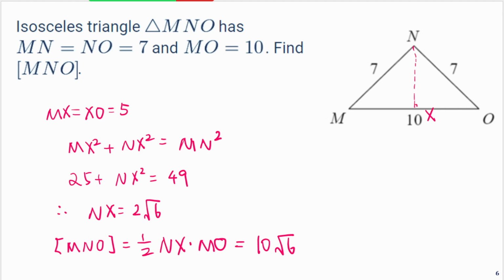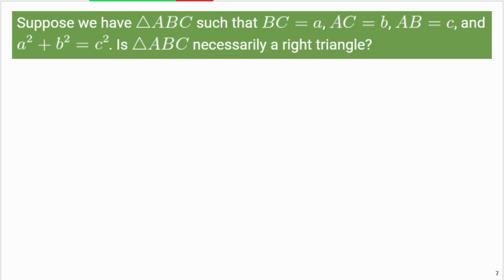Alright, then consider another quiz. Suppose we have triangle ABC such that BC equals A, AC equals B, and AB equals C, and we have A squared plus B squared equals C squared. The question is: is triangle ABC necessarily a right triangle? Which means, is the reverse statement of the Pythagorean theorem also true?